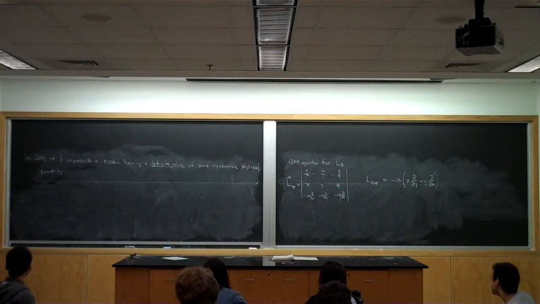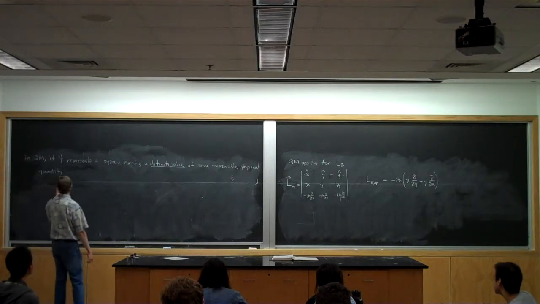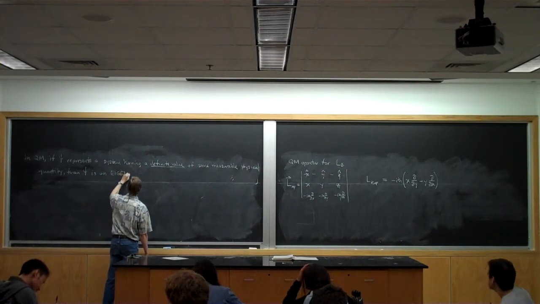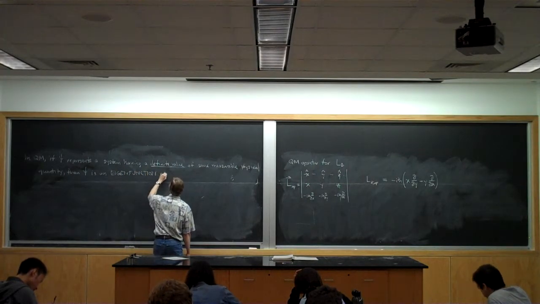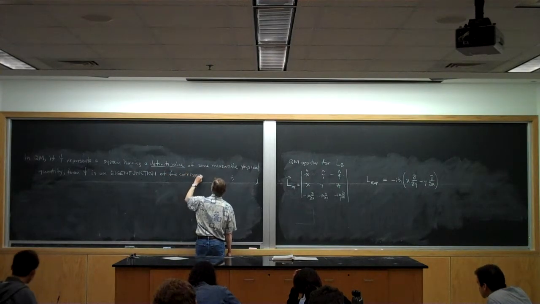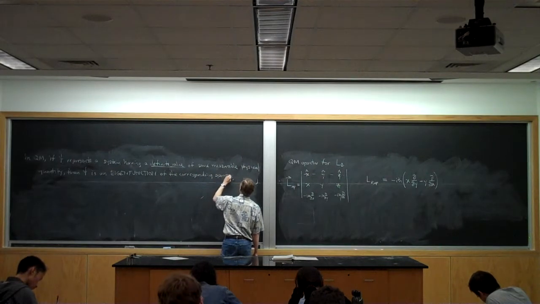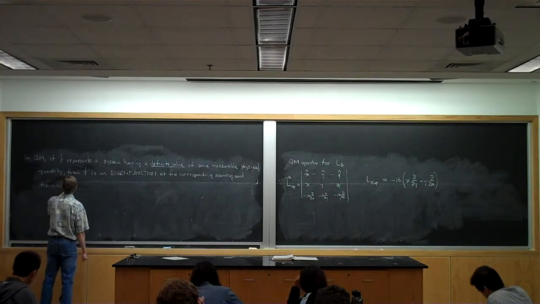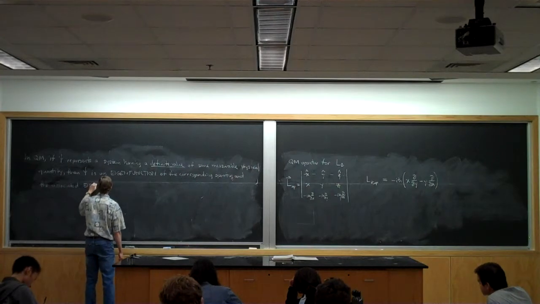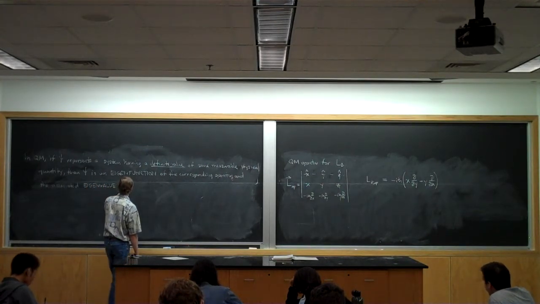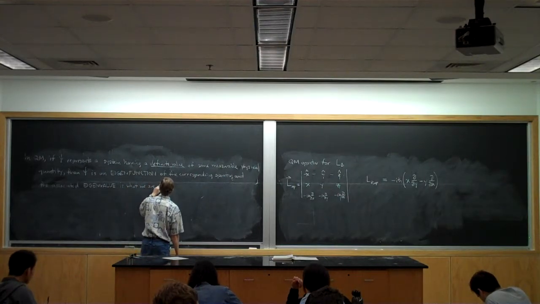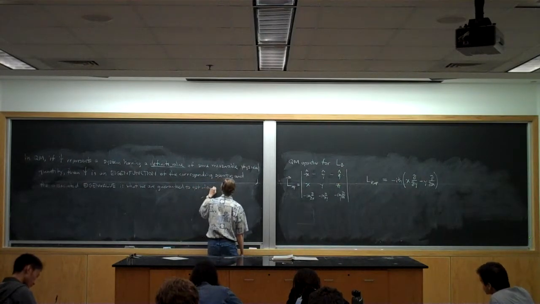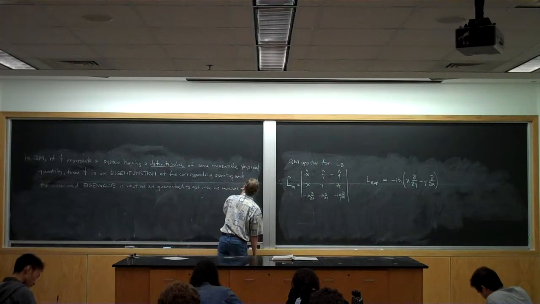Anyway, if psi represents a system having a definite value of some measurable physical quantity, then psi is an eigenfunction of the corresponding operator. And the associated eigenvalue is what we are guaranteed to get when we measure the value of that quantity.